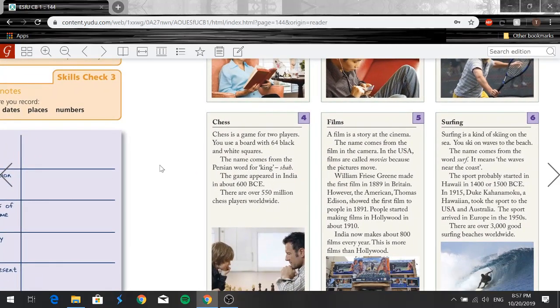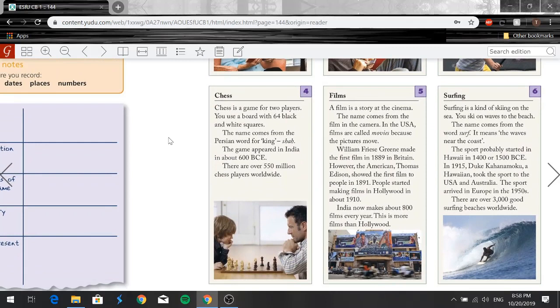4. Chess. Chess is a game for 2 players. You use a board with 64 black and white squares. The name comes from the Persian word for king, Shah. The game appeared in India in about 600 BCE. There are over 550 million chess players worldwide.